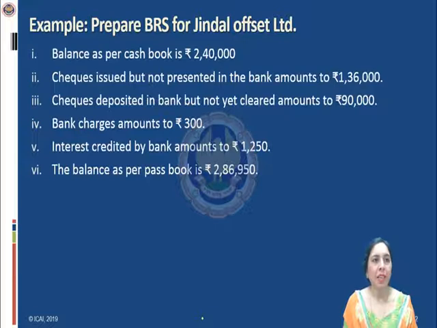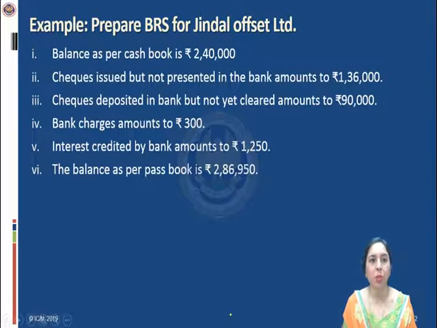Here we see this is another type of example where the causes of differences are already given to you. So you need not check both the cash book and the passbook, but only see the differences and give their effect in the bank reconciliation statement. So here it mentions: prepare BRS for Jindal Offset Limited. 6 transactions are given to you.